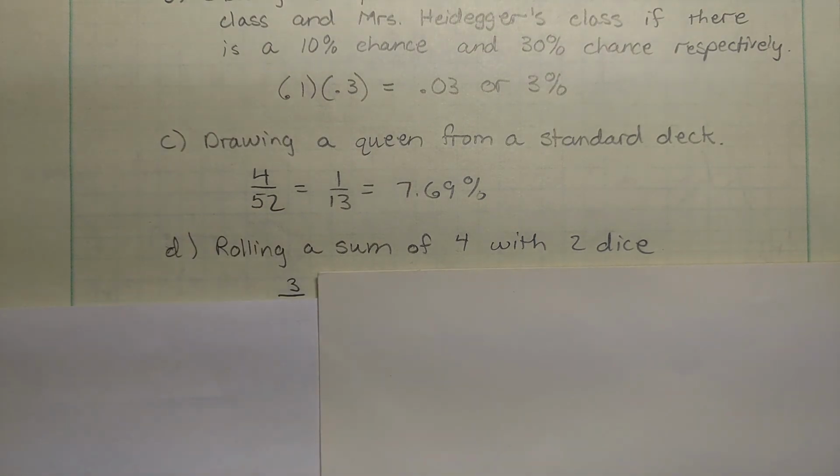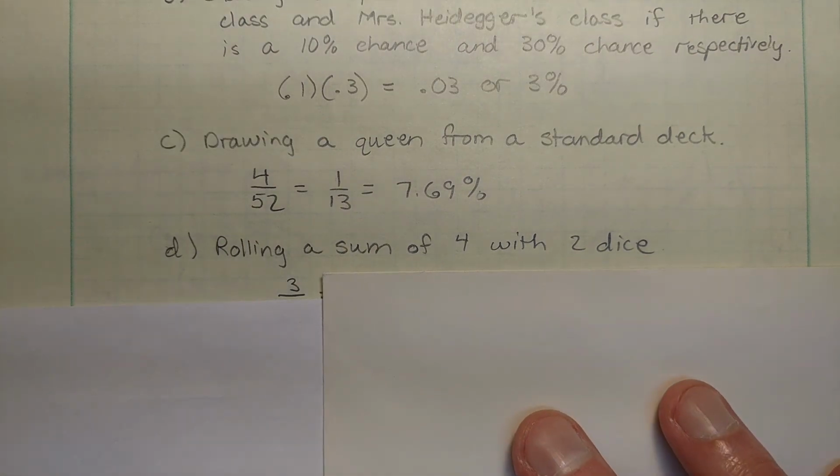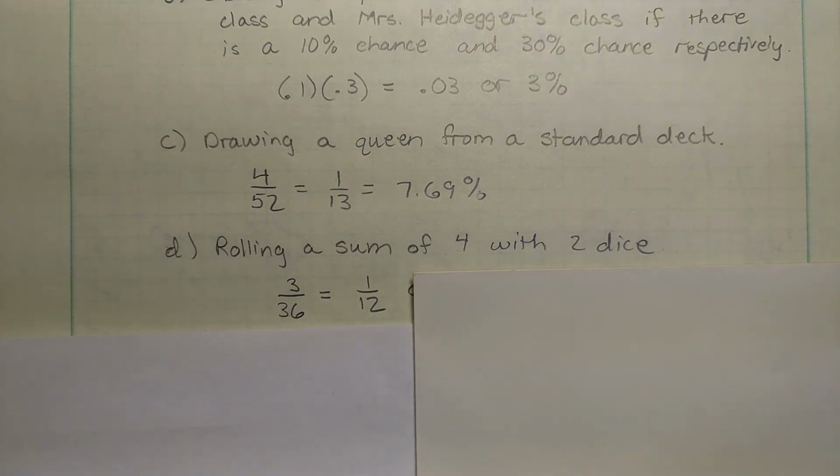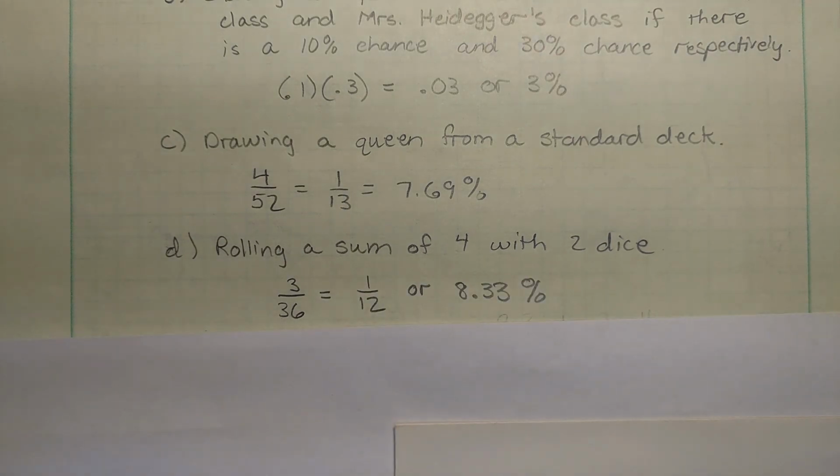Now, when it comes to the total different outcomes, if I got a 1 with my first die, I could get a 1, 2, 3, 4, 5, or 6 with the second one. If I got a 2 with the first die, I could get a 1, 2, 3, 4, 5, 6. So notice 6 different possibilities for the first times 6 for the second. If you remember your multiplication principle, that would be 6 times 6, or 36. So that would reduce to 1/12, or as a percent, 8.33%.